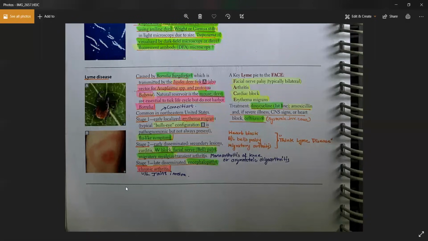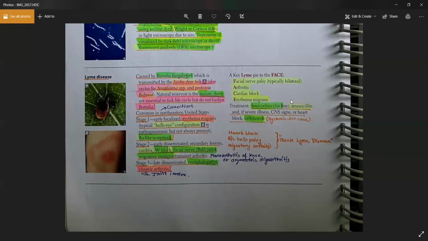In stage 1, you will get just a fever, chills, and the rash, which appears like this, the bullseye rash. In stage 2, it will be disseminated. It will go to your heart, causing the AV block. It will go to your brain, causing the Bell's palsy, and it will also affect your muscles or the joints. And then in stage 3, you will get the chronic arthritis and the encephalopathy. And it's a monoarthritis, not symmetric but asymmetric. In fact, it would involve only one joint, like unilateral elbow joint or unilateral knee joint. Okay, not bilateral.